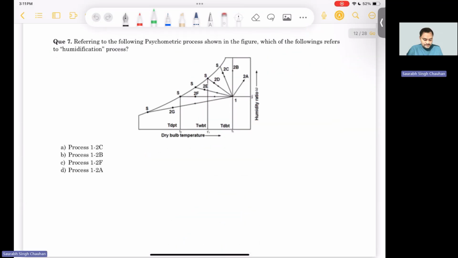Question number 7. Okay. Question number 7 says, referring to the following psychrometric process shown in the figure. Okay, so this is the figure. Which of the following refers to humidification process?